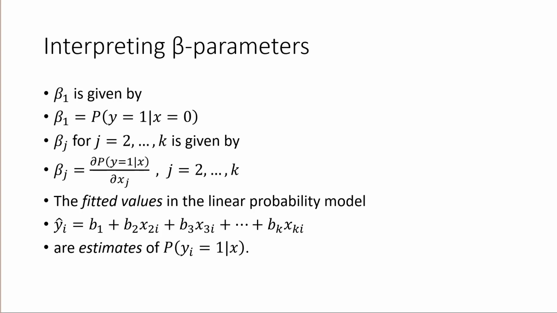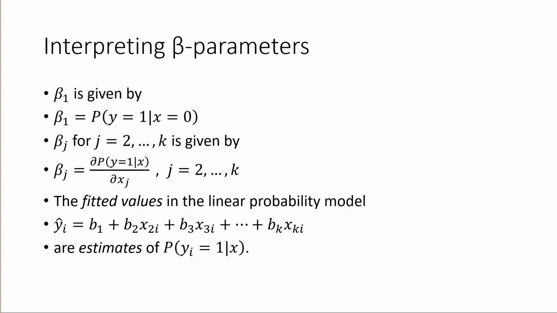So that's very useful. We can do, for example, out of sample predictions from such a model, and the predictions will then be a probability. So if I have a student who hasn't done the exam, I can predict the probability that this student will pass the exam given the explanatory variables for that student.